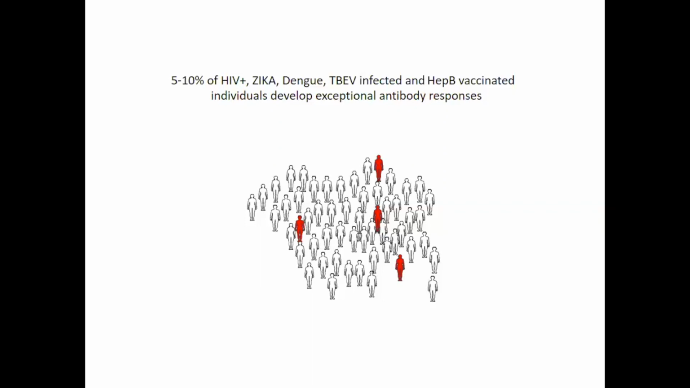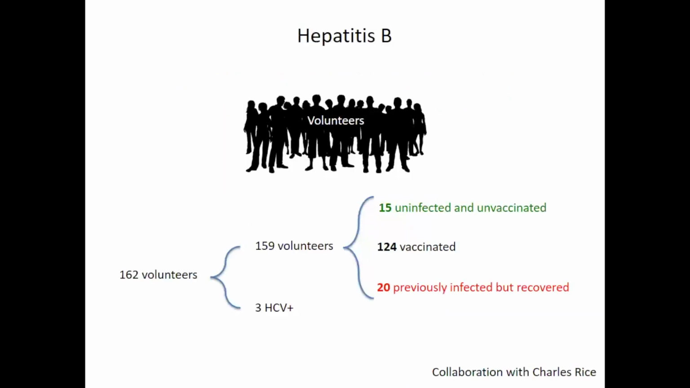I'm going to just show you an example from hepatitis B, and then I'm going to tell you about where we are with this particular virus. Next slide, please. What we did for hepatitis B, and this was a collaboration with Charlie Rice, a virologist that you heard about from Rick, who we are continuing to collaborate with for the COVID problem. We recruited these volunteers, 162 people, and then screened them for the ability of their antibodies in plasma to bind to the virus and also to neutralize the virus.